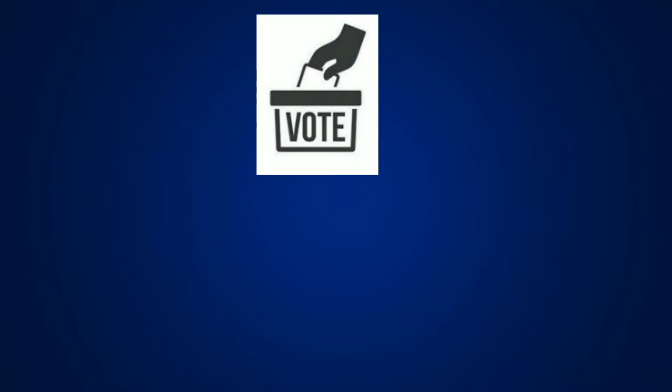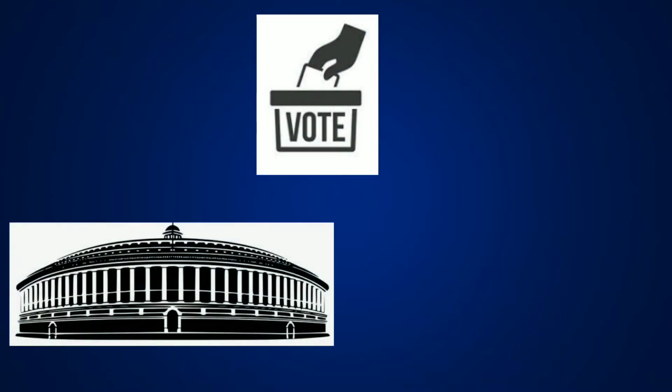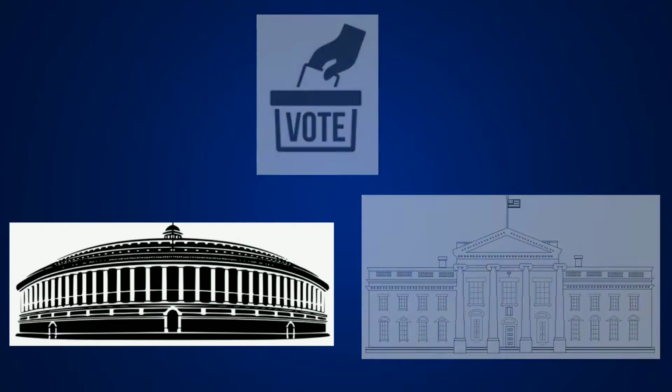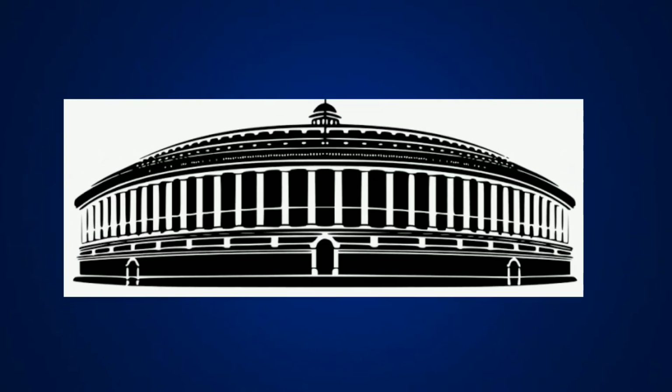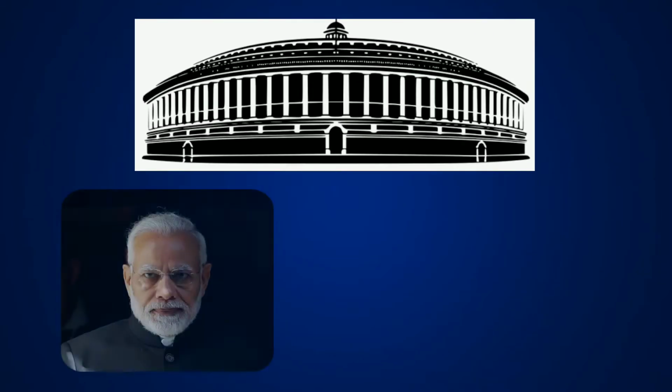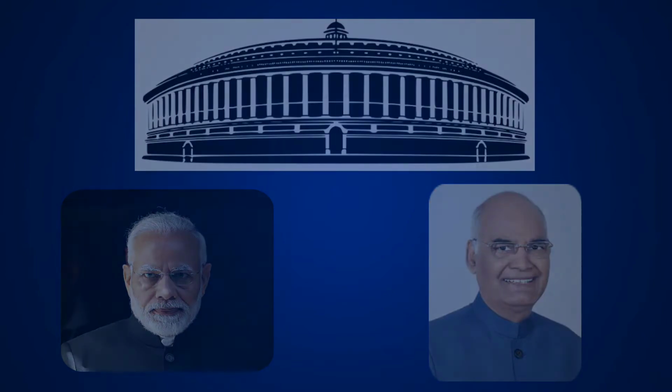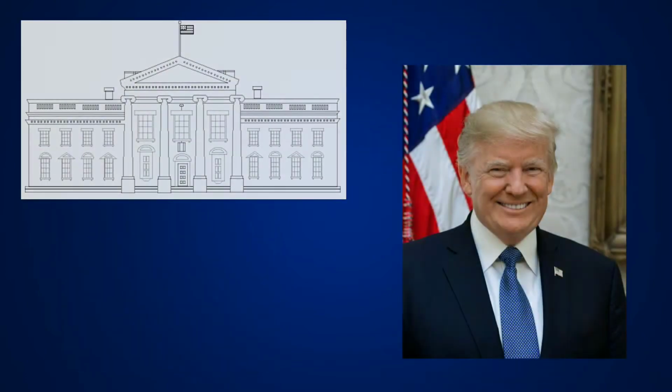India is a democratic country, and even in a democracy, there are two types: a parliamentary democracy and a presidential democracy. India is a parliamentary democracy, due to which we have a prime minister and a president in the country, whereas in a presidential democracy there's only a president.